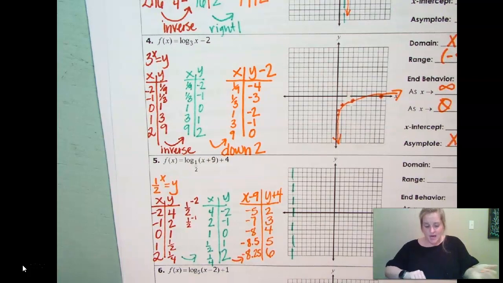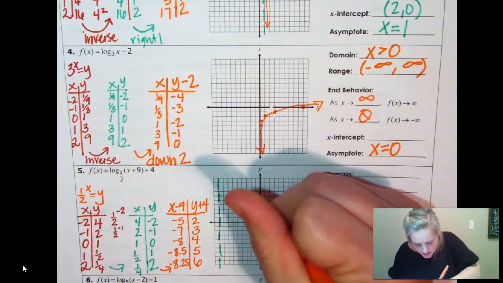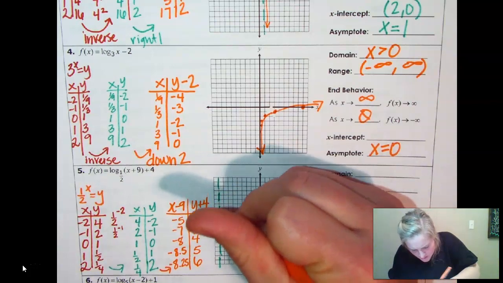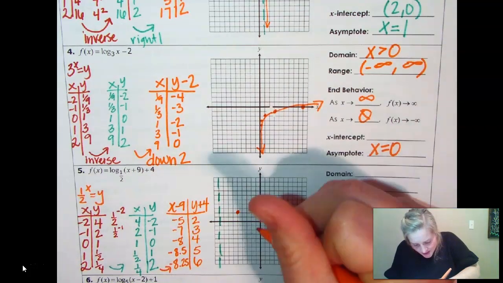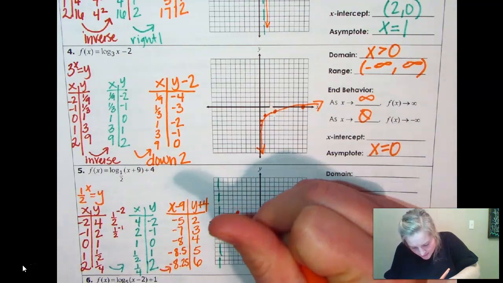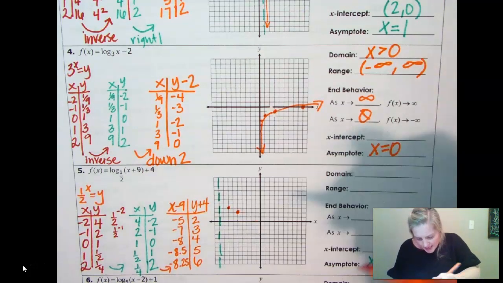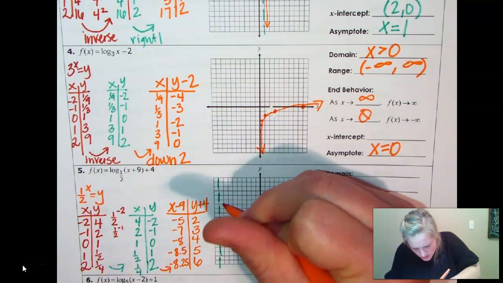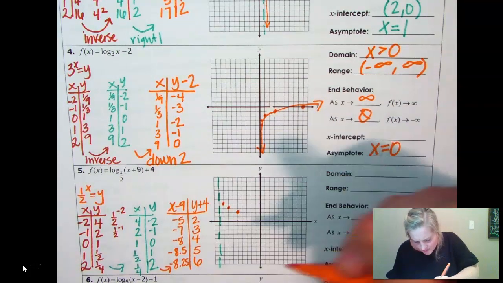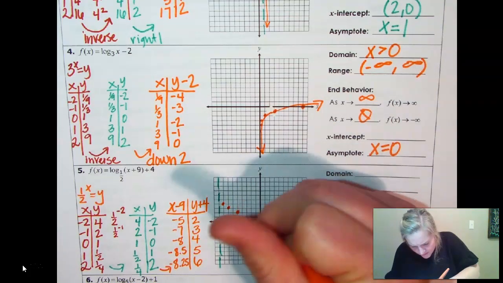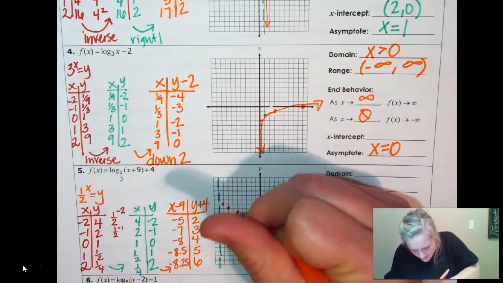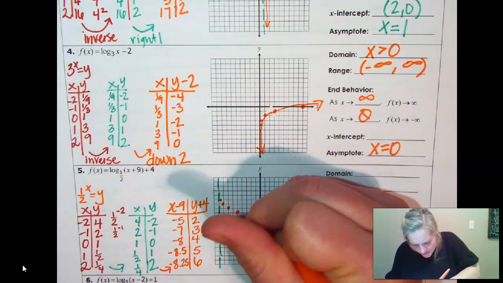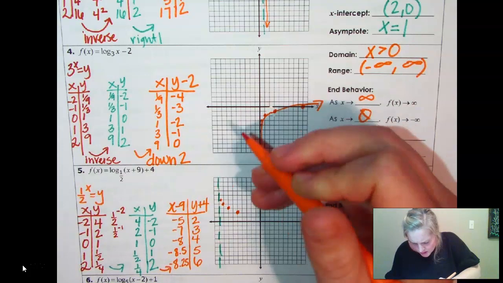Okay, so we've got negative 5. 1, 2, 3, 4, 5. Positive 2. Then we have negative 7, positive 3. Then we have negative 8, positive 4. Then we have negative 8.5, 5. And negative 8.25.